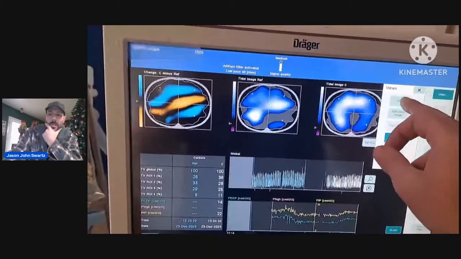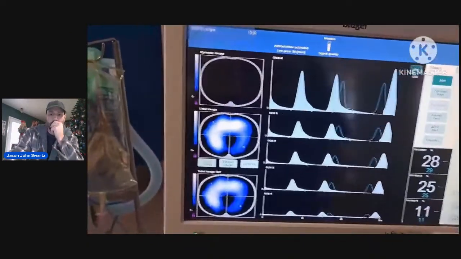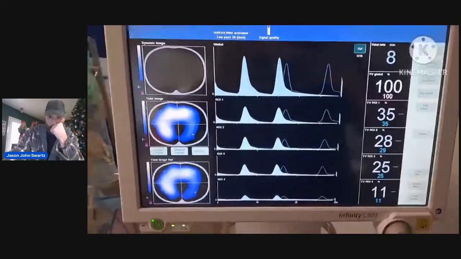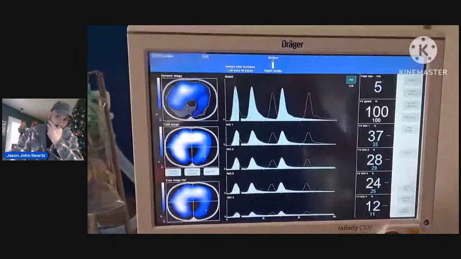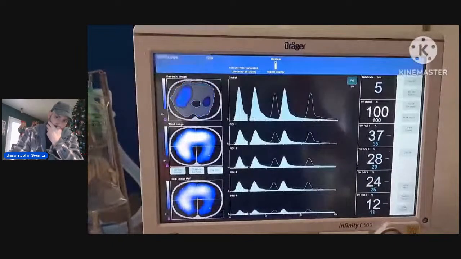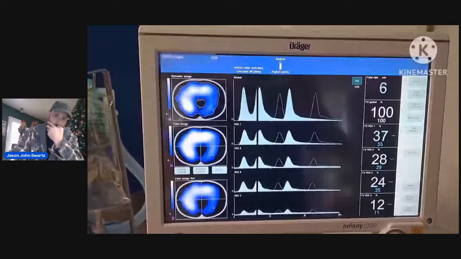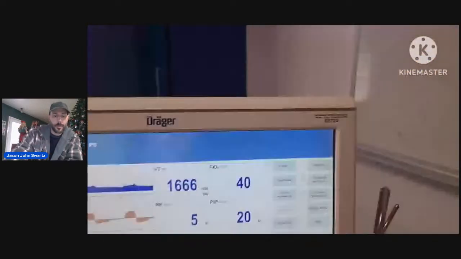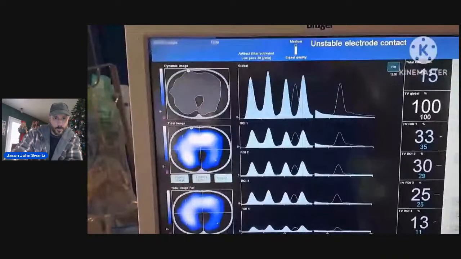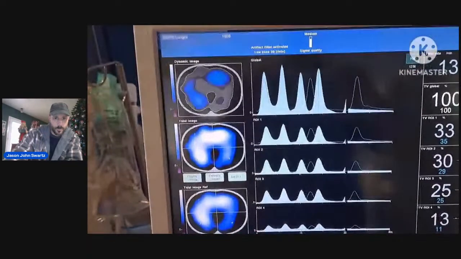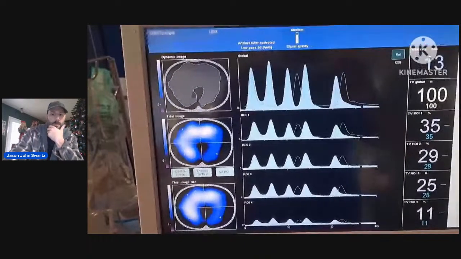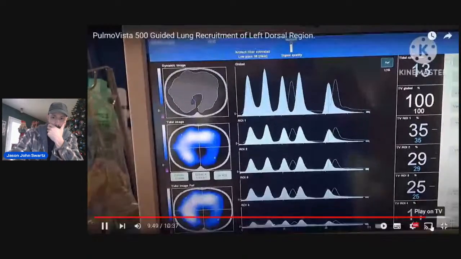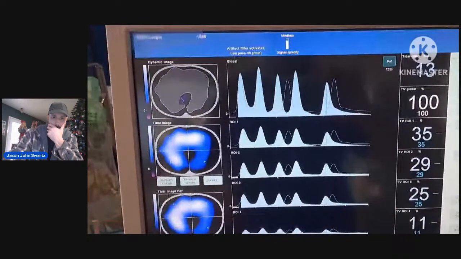And go back to the main view one last time. And we will put the optimal PEEP for this patient, I believe, at 10 or 12. He's at 12 right now. It's at 10 right now. Put 11. I would say 10 to 12 is acceptable.